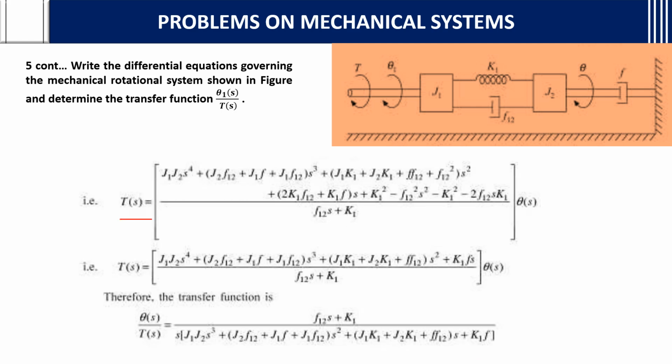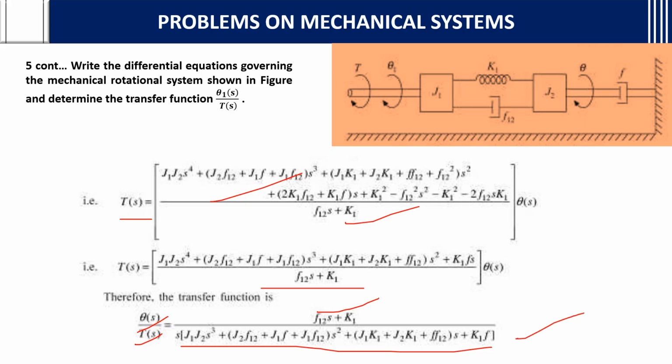After that, if you want theta 2 of s, you need to take theta 2 of s common on the right side and do the necessary multiplication. Then you want theta 1 of s by T of s as the transfer function. So this is not theta 2 of s, it is theta 1 of s. Then if you take T of s equal to, you will get this. After that, substitute as much as possible. Then write theta 1 of s by T of s as f12 s plus k1 over the denominator value. Multiply as much as possible and take the commons to get the finalized transfer function.